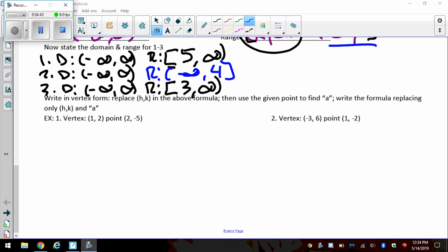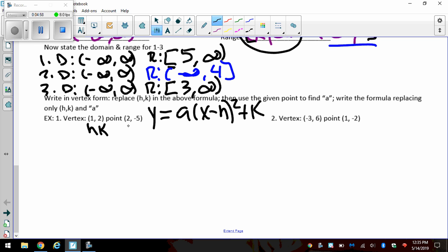All right, so if they want you to write something in vertex form, and they give you the vertex and a point, you're going to use the formula from above. So that's what we're using, y equals a times x minus h squared plus k. Your vertex is always considered your h, k. We're going to use the point as x and y to find our a. So the 2 is going to go in for x, and the negative 5 is going to go in for y. And we're going to plug that in and solve for your a.